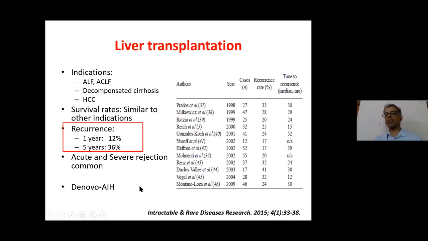So a person who doesn't have an indication of autoimmune hepatitis for liver transplantation may develop autoimmune hepatitis after transplantation. The management and the evaluation is the same as for the rest of the autoimmune hepatitis group, as we have discussed in the initial part of the talk.